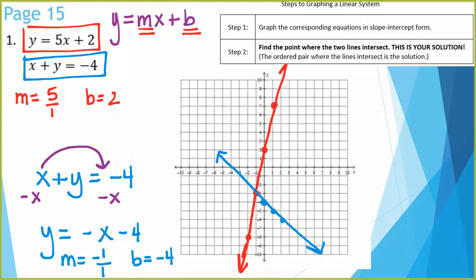And the place where they intersect, which is right here, that's my solution. So these two linear equations intersect where I put this purple dot, and that would be at x is -1, y is -3. So my solution is (-1, -3).